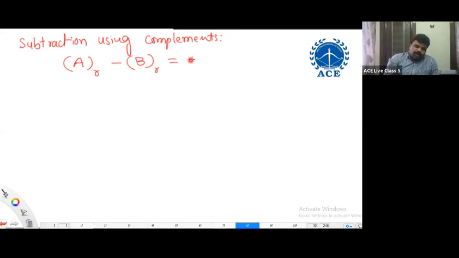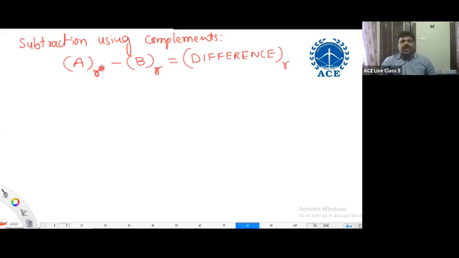I want to get a difference also in radix R. So A is a number in radix R, B is a number in radix R, A minus B, difference also I want to get in radix R. Right? A minus B operation we are performing.